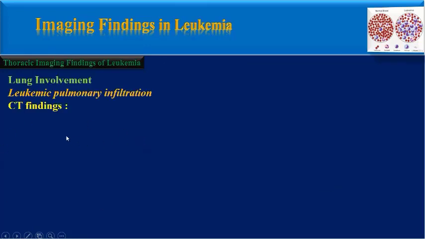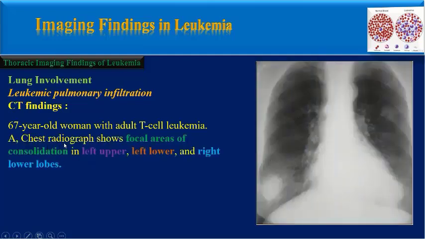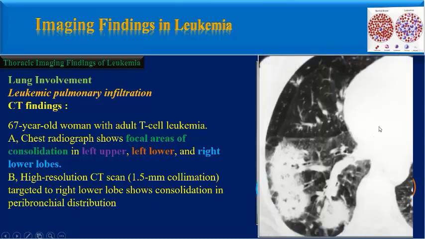Now a case presentation: a 67-year-old woman with adult T-cell leukemia. This chest X-ray shows focal areas of consolidation in the left upper, left lower, and right lower lobes. This HRCT image targeted to the right lower lobe shows consolidation in a peribronchial distribution.